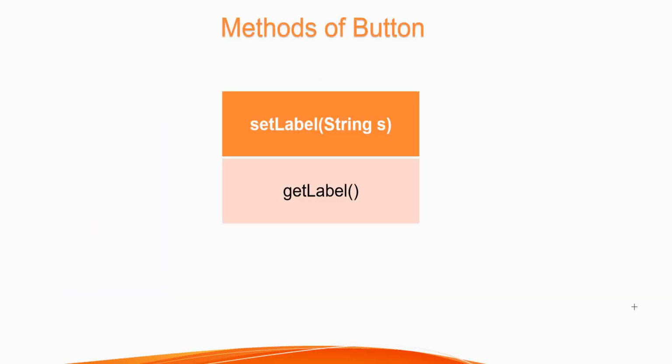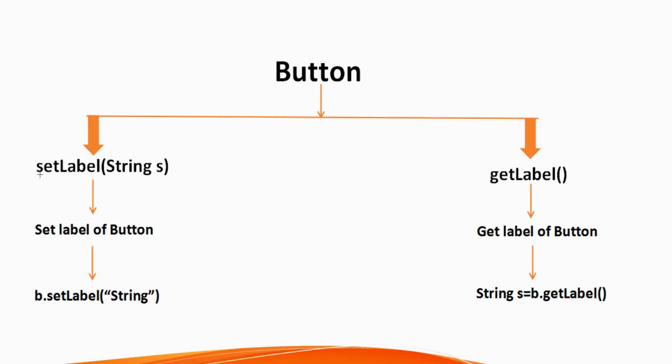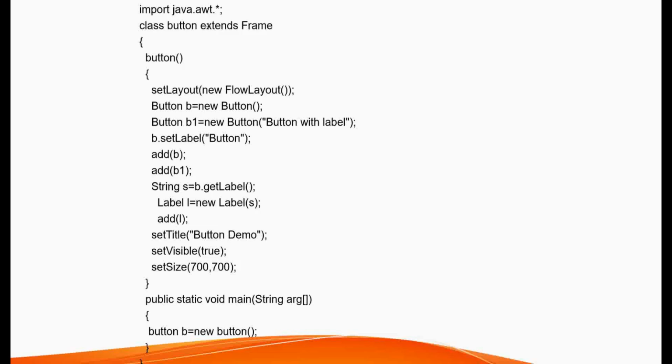We'll see some methods of the button class. This class provides two methods, which are setLabel and getLabel. We'll see both methods in detail with examples. The first method, setLabel, sets the label of the button as shown in the example, and the other method, getLabel, is used for getting the label of the button like this example. Now we'll see the demonstrative program for button with all constructors and methods.